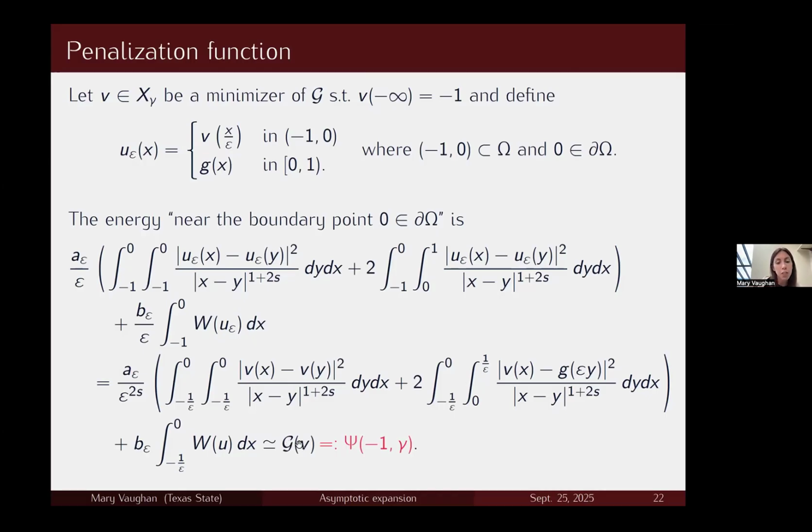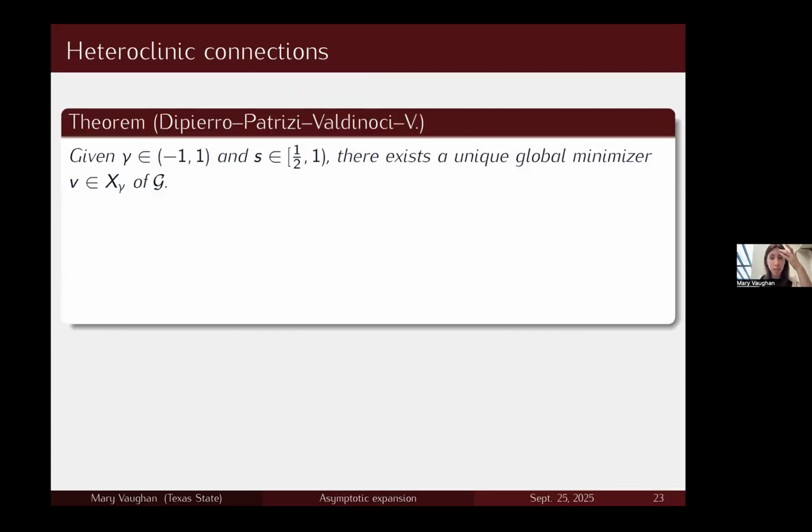So what happens then when epsilon goes to 0, you get that this is the energy in the half space for my minimizer V. And so that is exactly what we see at the boundary in our asymptotic development. That penalization function is exactly the energy for the function that connects -1 to gamma. And if you were connecting +1 to gamma instead, you can think about just flipping all the pictures and you have an analogous argument. So I think I'm probably supposed to end now.